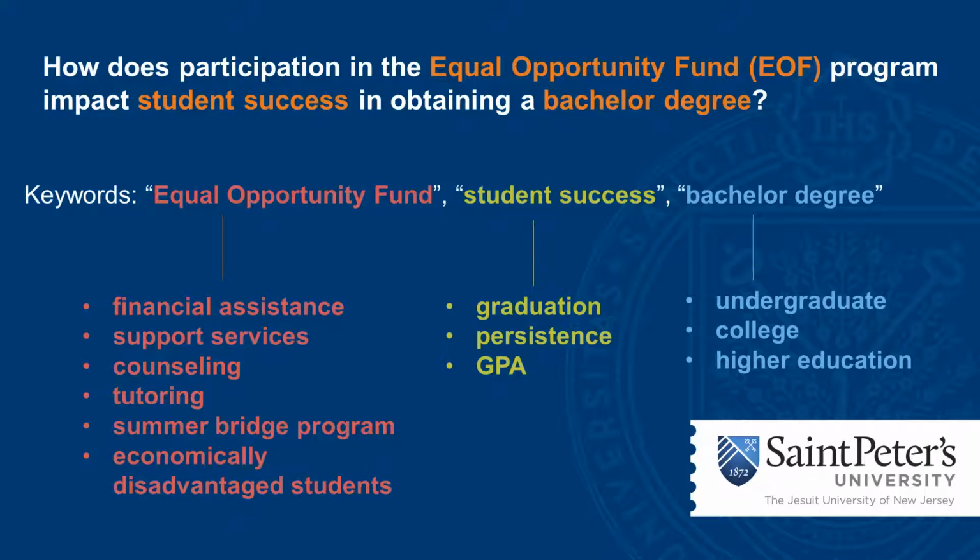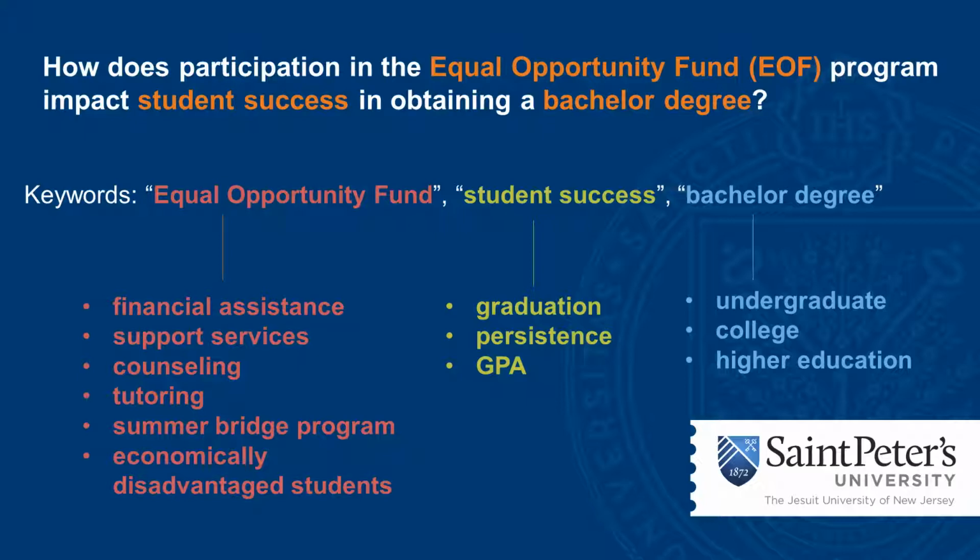So EOF, or Equal Opportunity Fund, if you're not familiar, is a New Jersey program started in the late 60s, which supports economically disadvantaged students in achieving their college ambitions. So there might not be a huge array of literature just researching the impacts of Equal Opportunity Fund. Of course, you'd want to look and see what's available, and it would be great to find some other dissertations or articles that do measure that if they exist.